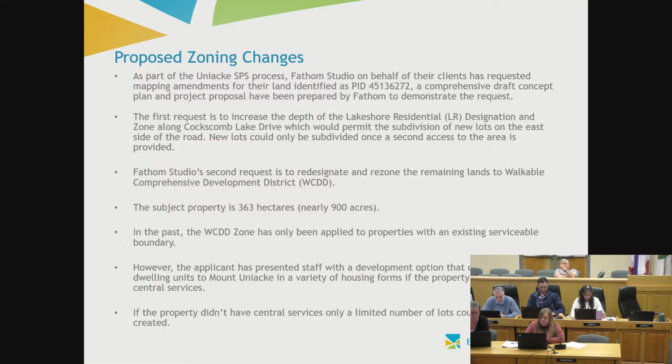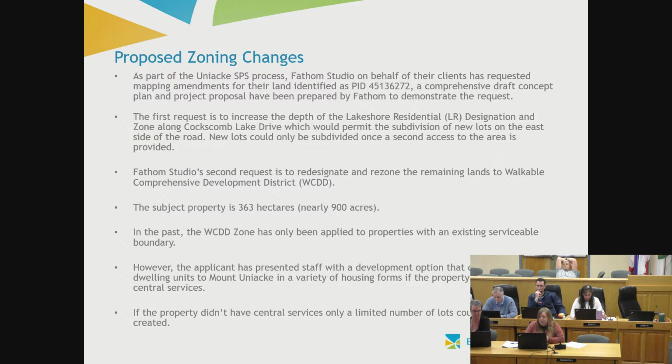Fathom Studio's second request is to redesignate and rezone the remaining lands to Walkable Comprehensive Development District. The subject property is 363 hectares, nearly 900 acres. In the past, the WCDD zone has only been applied to properties with existing serviceable boundary. However, the applicant has presented staff with a development option that could provide 3,953 dwelling units to Mount Uniacke in a variety of housing forms if the property was serviced with central services. If the property didn't have central services, only a limited number of lots could potentially be created.